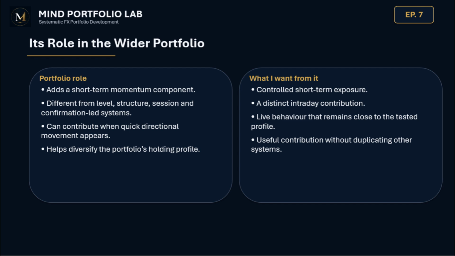With a strategy that has fewer trades, it can be very easy to overreact. A small run of wins can make it look better than it is. A small run of losses can make it look worse than it is. So the discipline is to monitor the behavior, but not overinterpret too quickly.